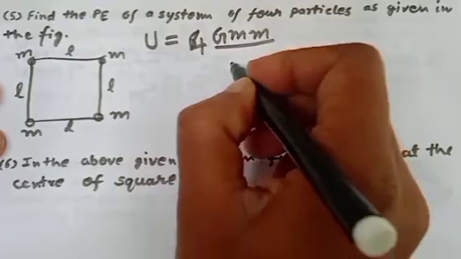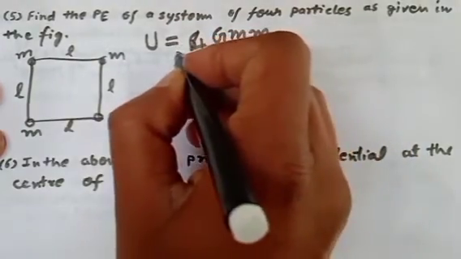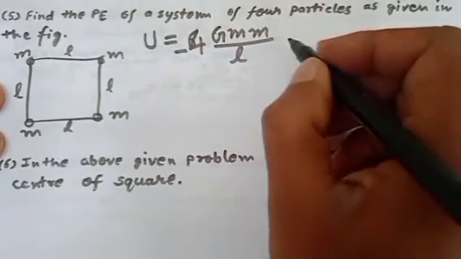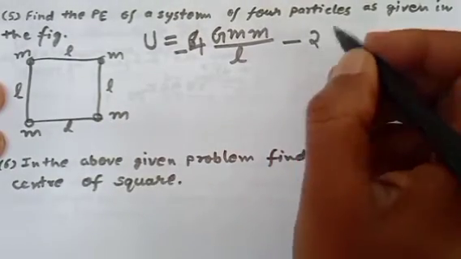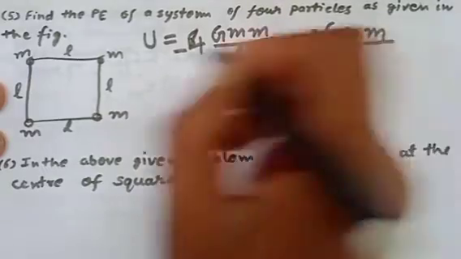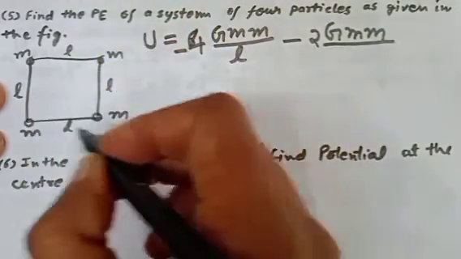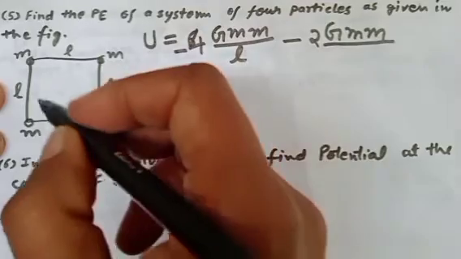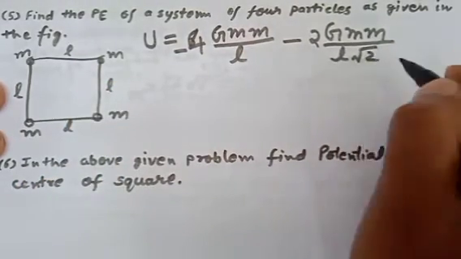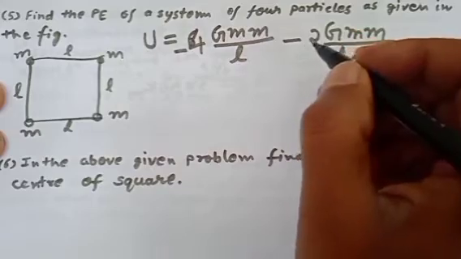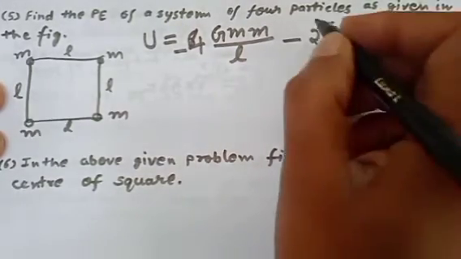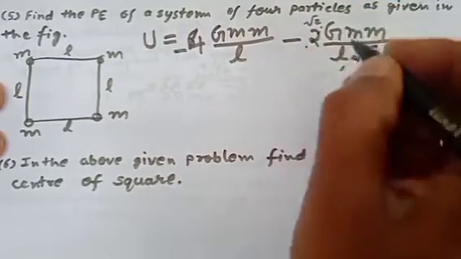r is L with a negative sign, and 2 diagonal, minus 2 G m m upon the diagonal. So we know that in a square diagonal length is L root 2. That's all. Root 2 and 2 will cancel, so root 2 will cancel with this, and the answer will come root 2. So what is left?